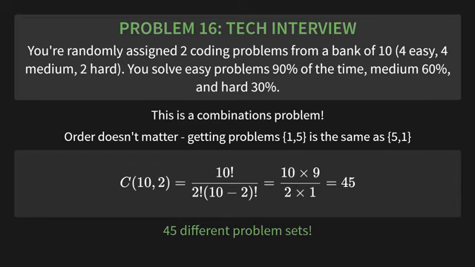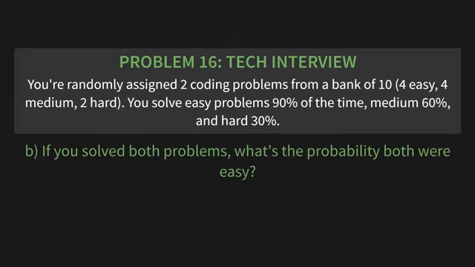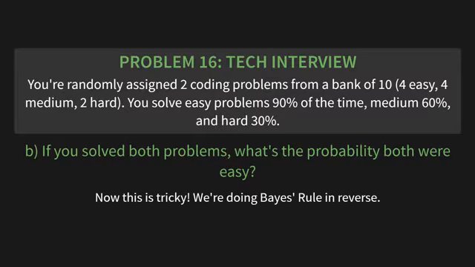Now here's where it gets really interesting. Suppose you just crushed the interview, solved both problems perfectly. Given that stellar performance, what's the probability both problems were easy? This is where most people's intuition goes wrong. You might think, I solved them both easily, so they were probably easy problems. But let's see what Bayes' rule says.